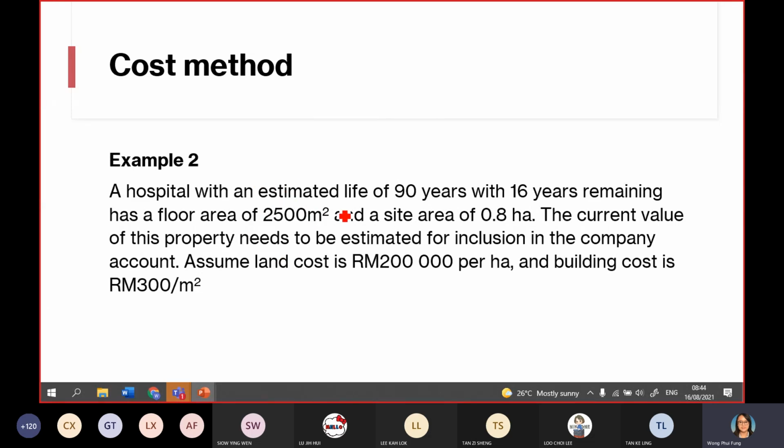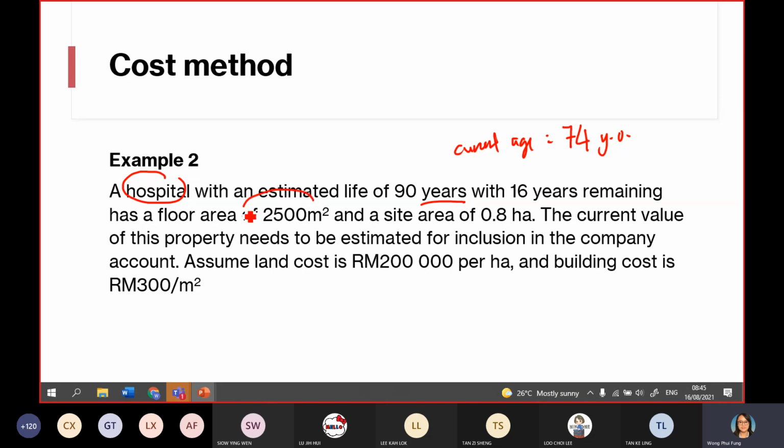Hospital with an estimated life of 90 years. This means the hospital is estimated to last 90 years with 16 years remaining, which means the current age is 74 years old. Because we estimate the life of the hospital is 90 years, however currently the hospital still has 16 years to go. So the age right now is 74. So quite some time already.